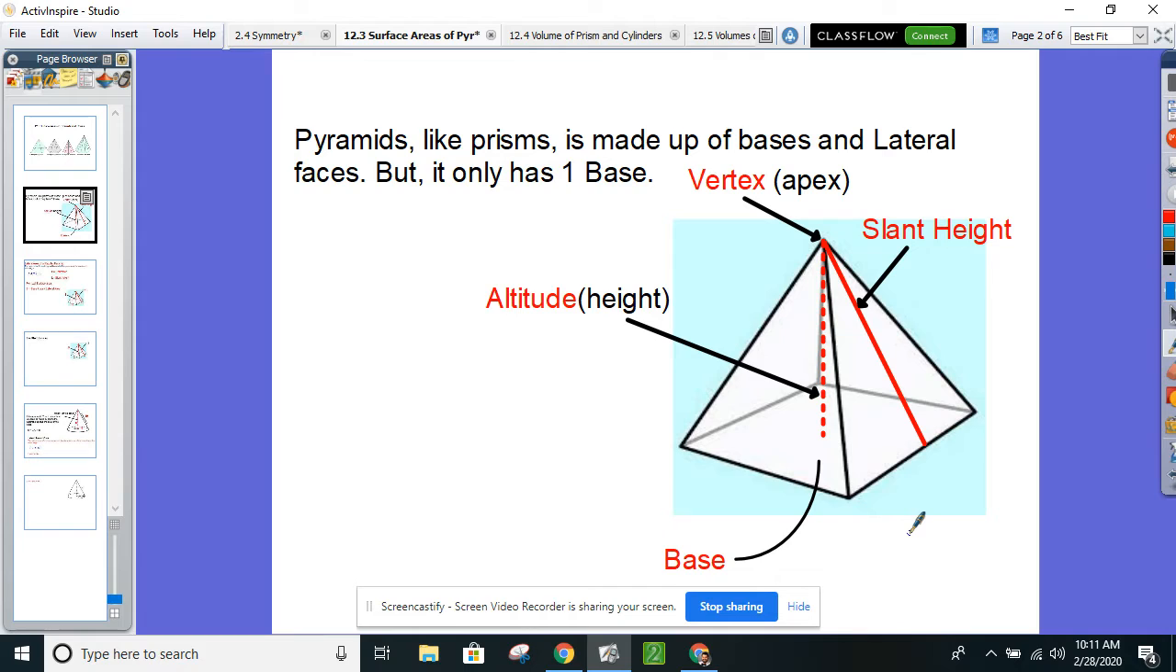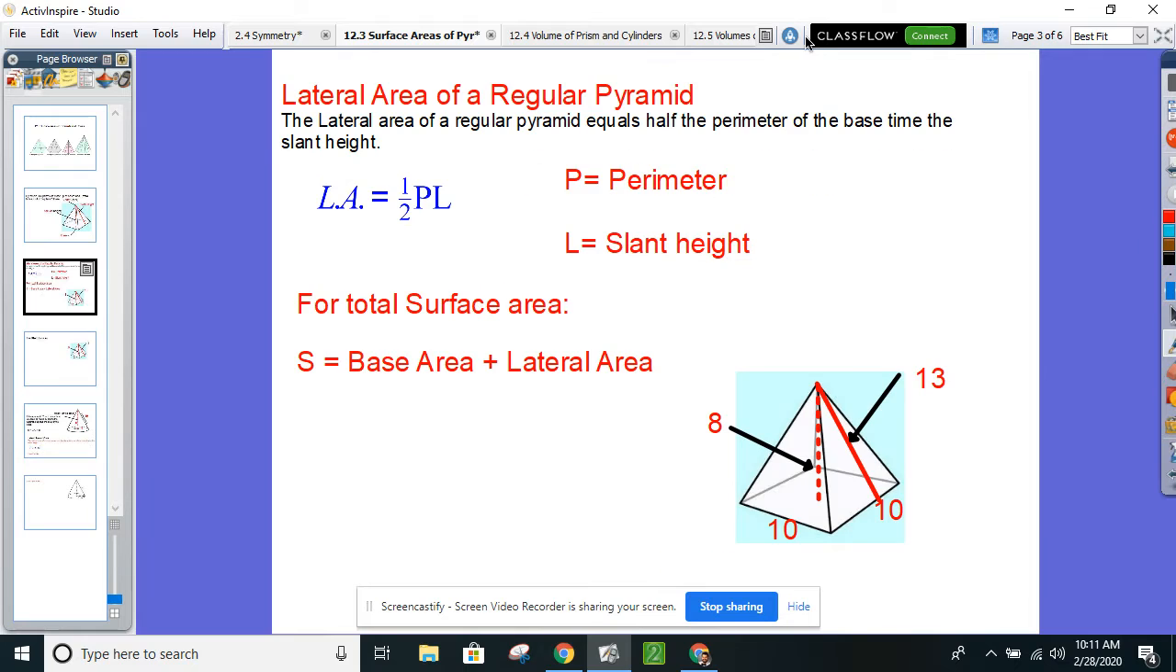Now, as you can tell, we have two heights. We have an altitude height and a slant height. This slant height is the height that we will be using for surface area of a pyramid. So let's go through the formula here. As it says, we always need the lateral area first. Still very similar to the prism. We have lateral area plus base area, but we only have one base area.